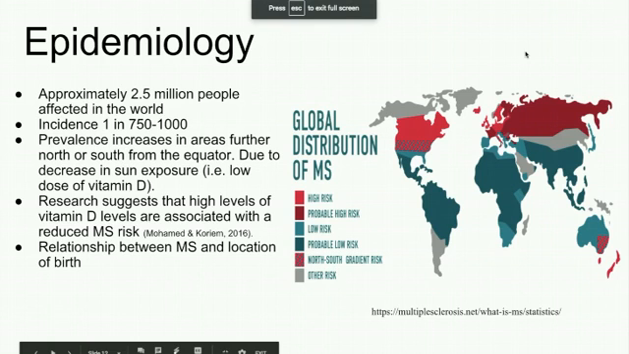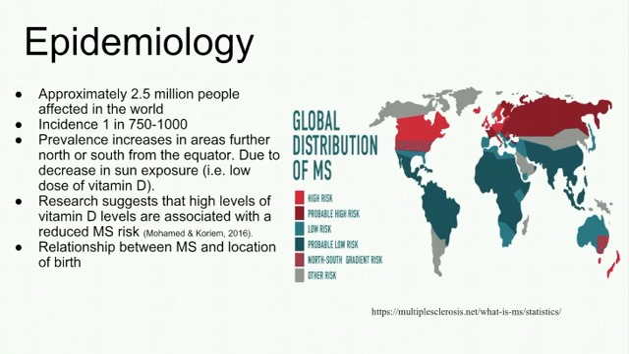The epidemiology of MS. Approximately 2.5 million people are affected in the world. The incidence is 1 in 750 to 1,000, and the prevalence increases in areas further north or south from the equator. And this is due to a decrease in sun exposure, a low dose of vitamin D. And this is more common in areas of Scotland and Northern Europe. And as you look at this image right here, there's high risk in areas like Canada, Russia, Europe, and New Zealand. And research suggests that high vitamin D levels are associated with a reduced MS risk.